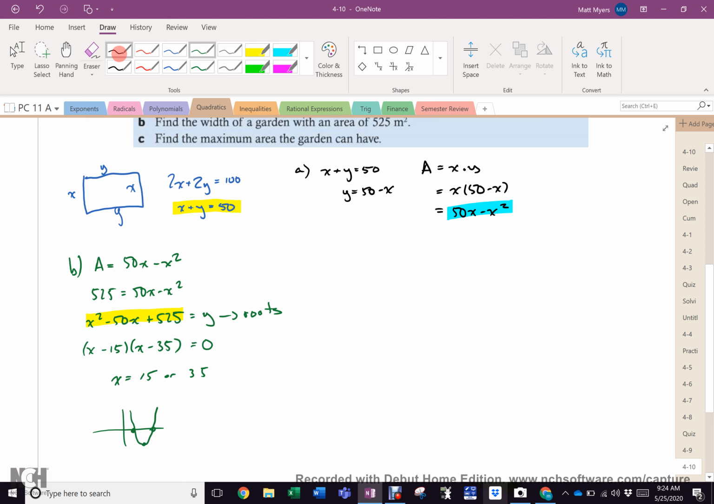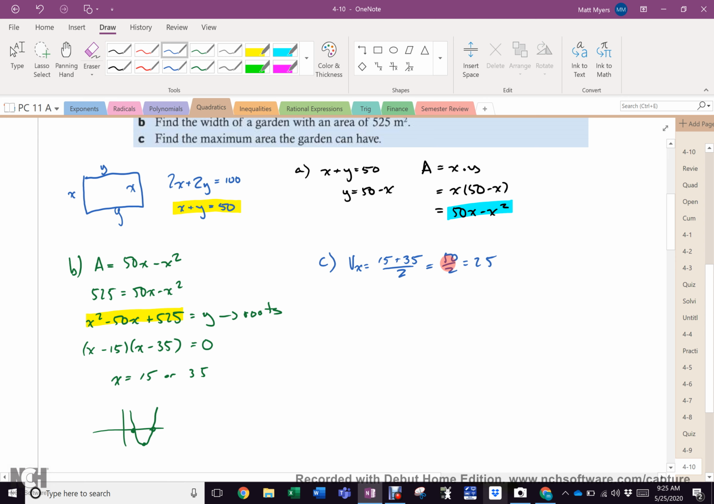Let's go into C. I've already used black, so let's use blue. C says find the maximum area of the garden. The maximum of anything is the vertex, isn't it? Since we already know our roots, we know our vertex is halfway between them. So our vertex X is 15 plus 35 divided by 2, which equals 50 divided by 2, which equals 25. So I know that's my vertex.